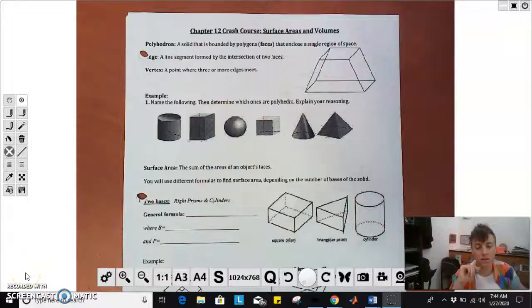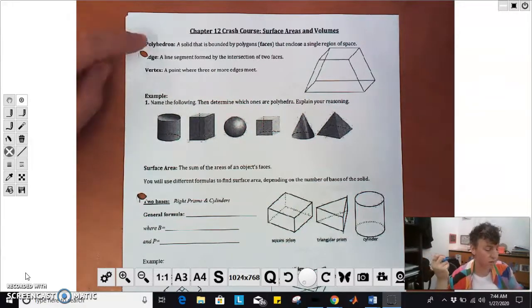What's up, scholars? Today we are starting our Chapter 12 crash course into surface areas and volumes. So we got a lot of formulas coming at you. So first let's talk about what we might be finding surface areas and volumes of.